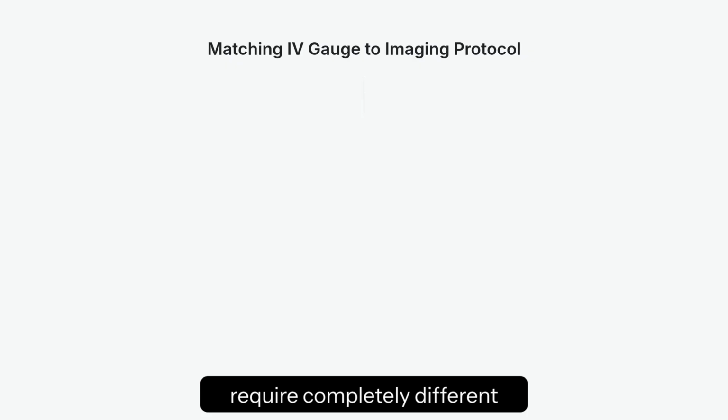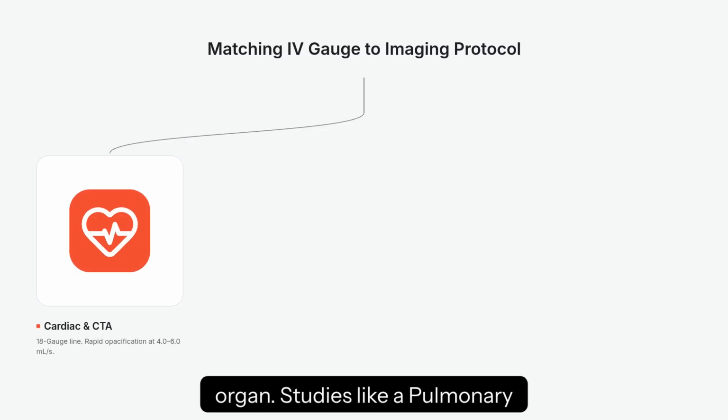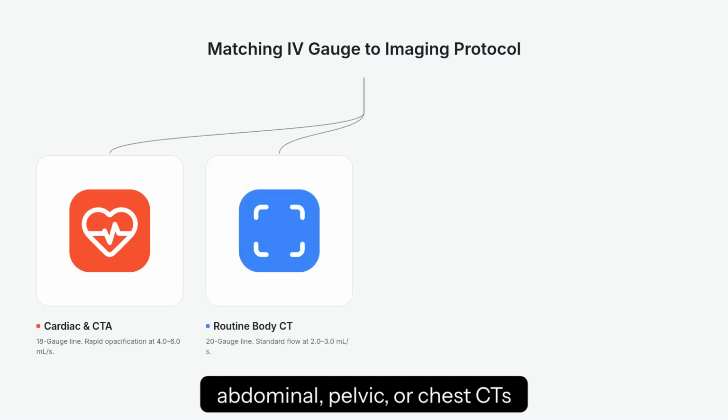Different imaging protocols require completely different contrast injection speeds to capture the exact arterial phase or parenchymal phase of an organ. Studies like a pulmonary embolism protocol, aortic arch CTA, or cardiac CTA require rapid opacification. We inject contrast at high rates, typically 4.0 to 6.0 ml per second. To handle this speed without triggering a high-pressure alarm or causing extravasation, an 18-gauge line or a high-pressure rated 20-gauge is essential.